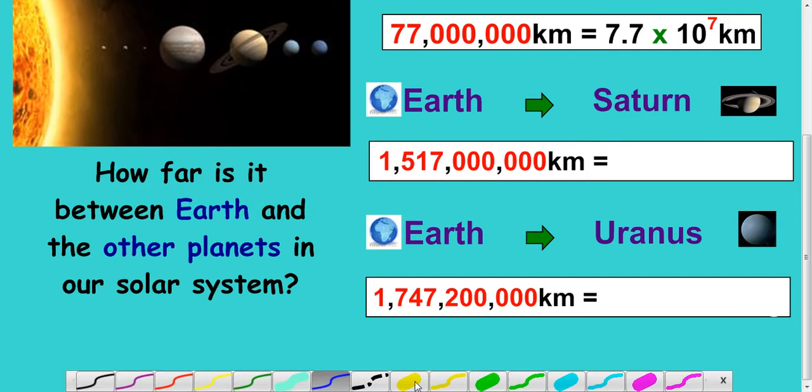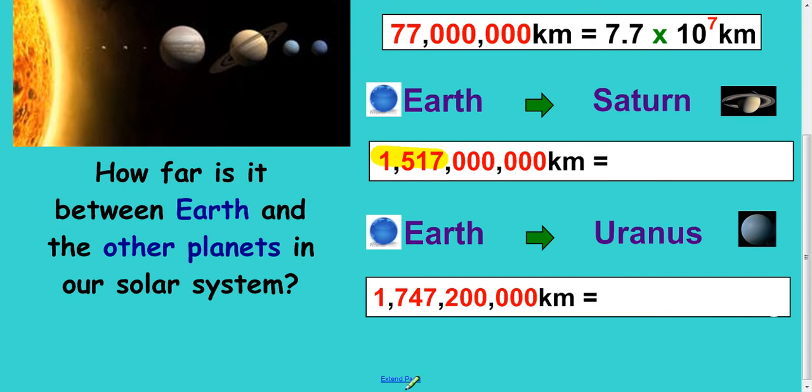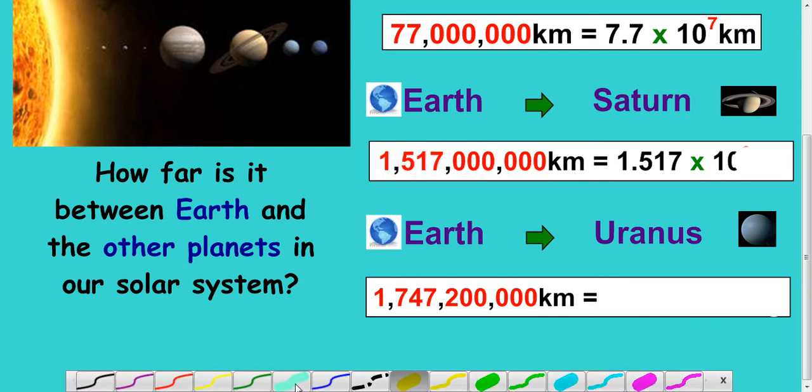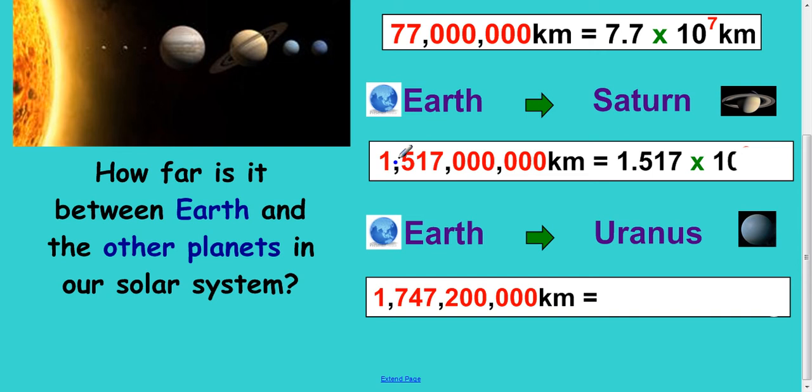Okay, 2 more examples. Let's look at this first bit. We need to create a number between 1 and 10. So put a decimal point after the first digit, so 1.517 times 10. And then let's have a look at how many jumps the decimal point is going to make. So it's starting here, after the 1. So 1, 2, 3, 4, 5, 6, 7, 8, 9. To be really accurate with this, to get it correct, it's 9 jumps to get to the end of the number.